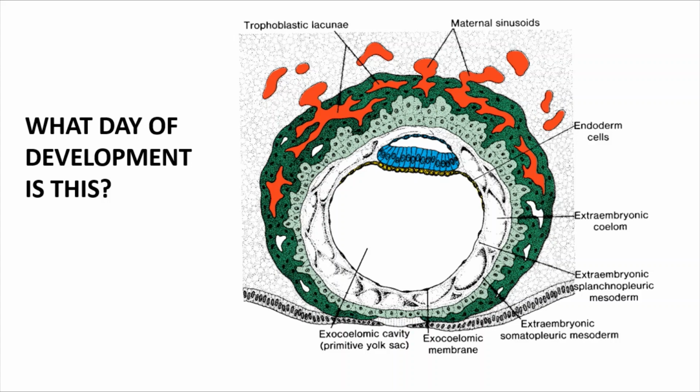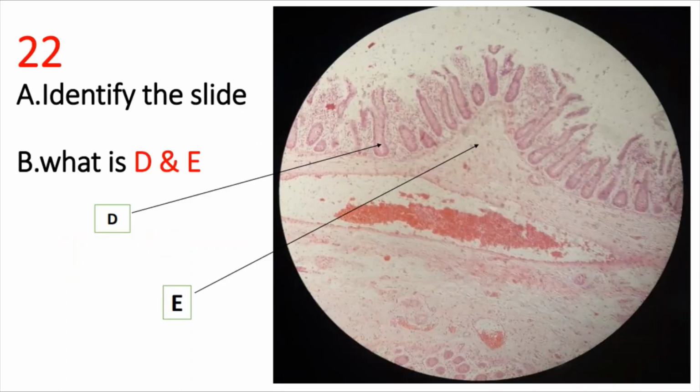What day of development is this? This is day 11 to 12. When you look at this, there's a development of the extra embryonic mesoderm that has developed chorionic cavities, which happens at day 11 to 12.